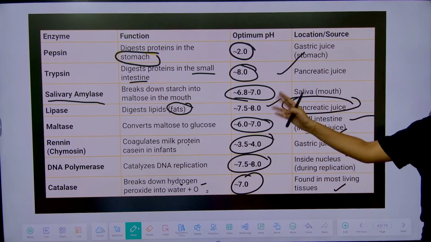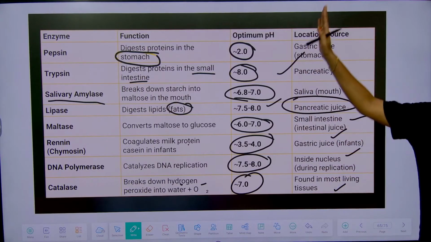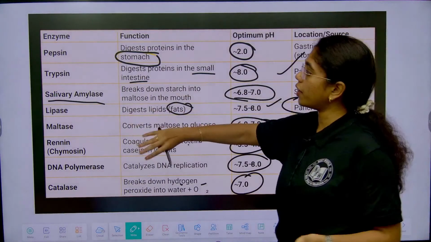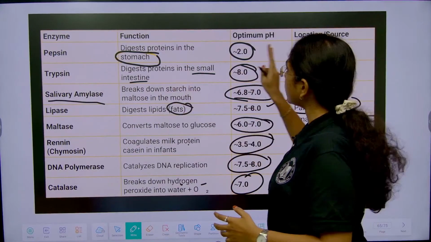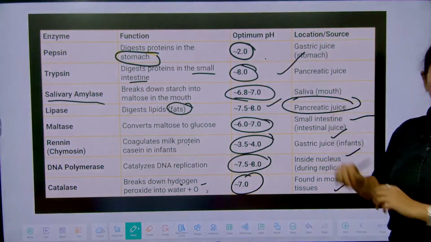Based on locations, you can remember this. If you want, you can take notes. You need just the types of enzymes. You already know what each is acting on. Just note down the optimum pH and the location.